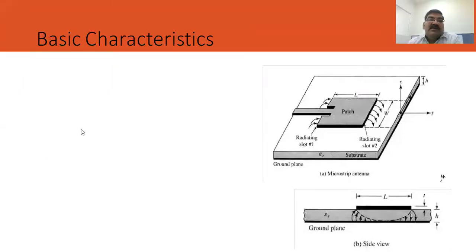I'll draw here. Now, this is 1 minute. This is what you can say a radiation pattern. This is the main lobe, this is the antenna, and this is your back lobe. This may be your side lobe. This may be your side lobe.